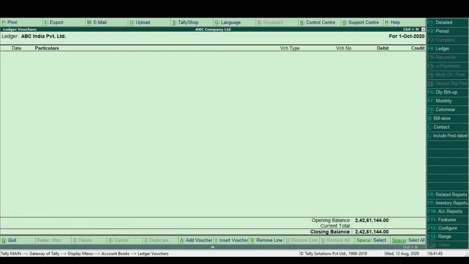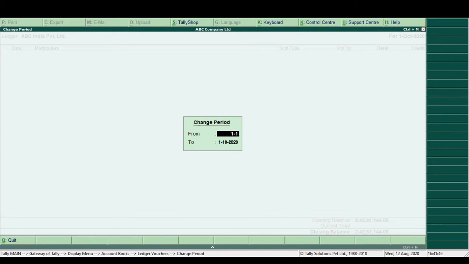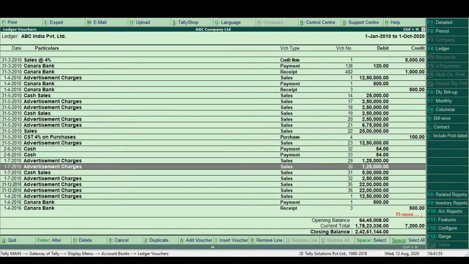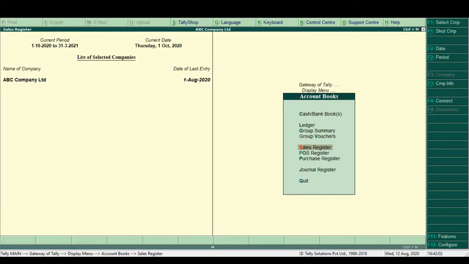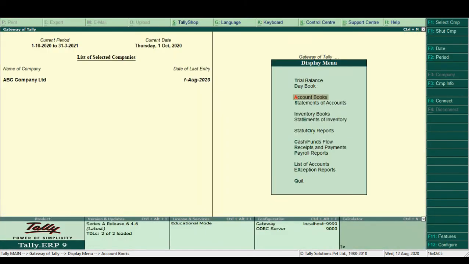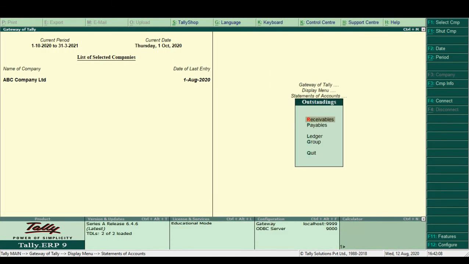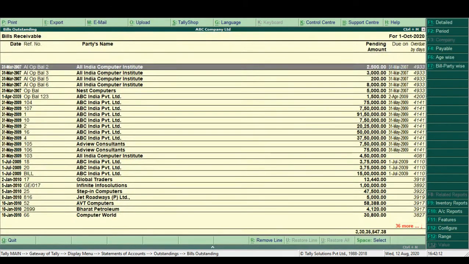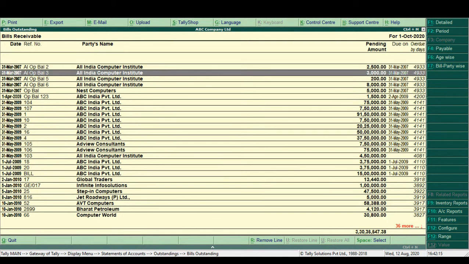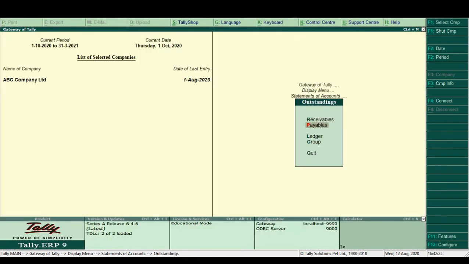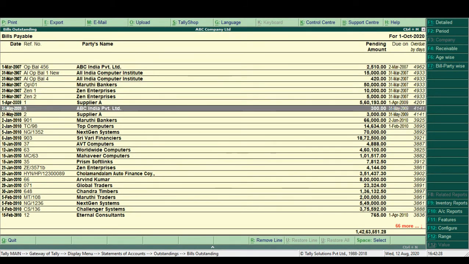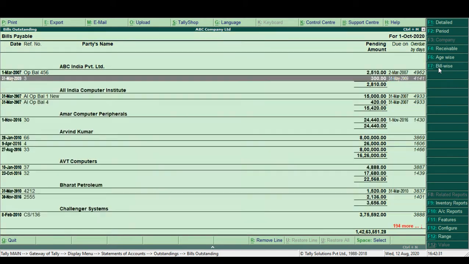Ledger, group summary, sales register, then statement of accounts, outstanding, receivables. Easily understand how much is spent in a particular bill, line payable. Go to bill-wise also.